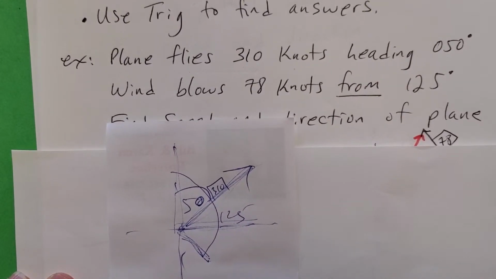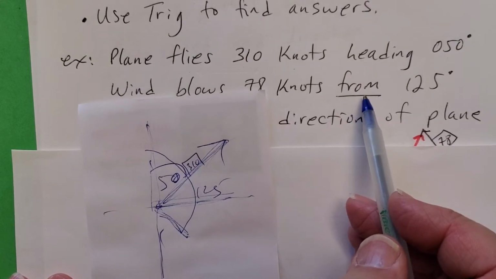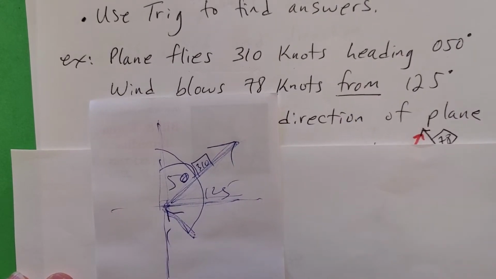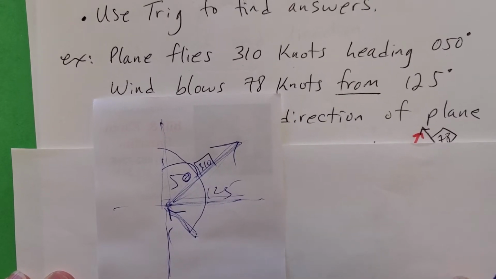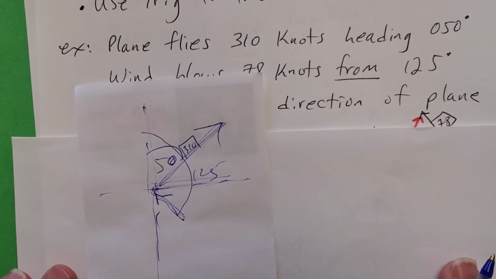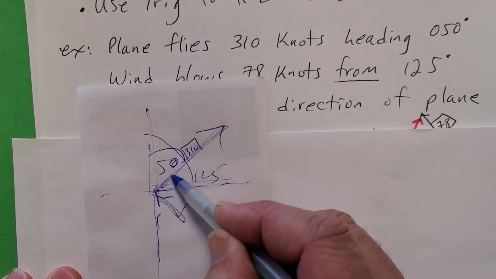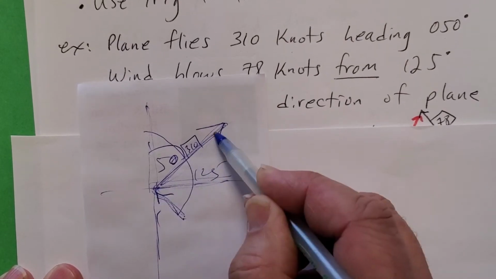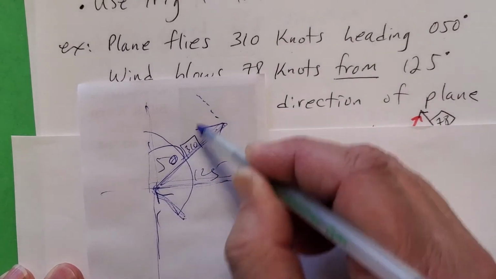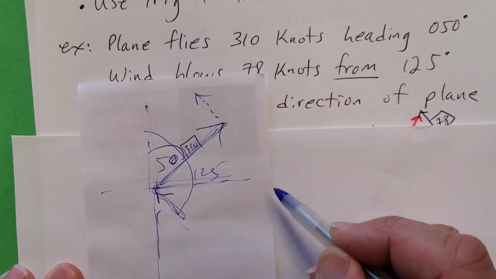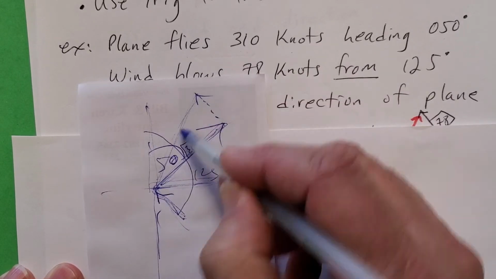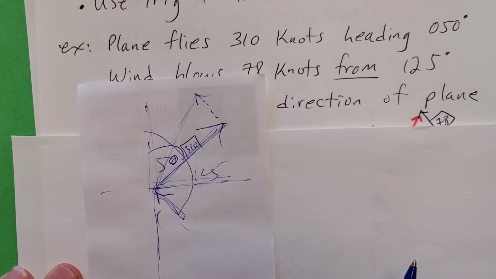But what you need to know, because it says from, it's going this way, okay? So you can draw it messy like this. You're the one that's using it, so not to worry. Now what? How do we do this? Well, he's going this way. The plane is going this way, and the wind, I'm going to move this over here. So what is the resultant? You see the triangle that I made?